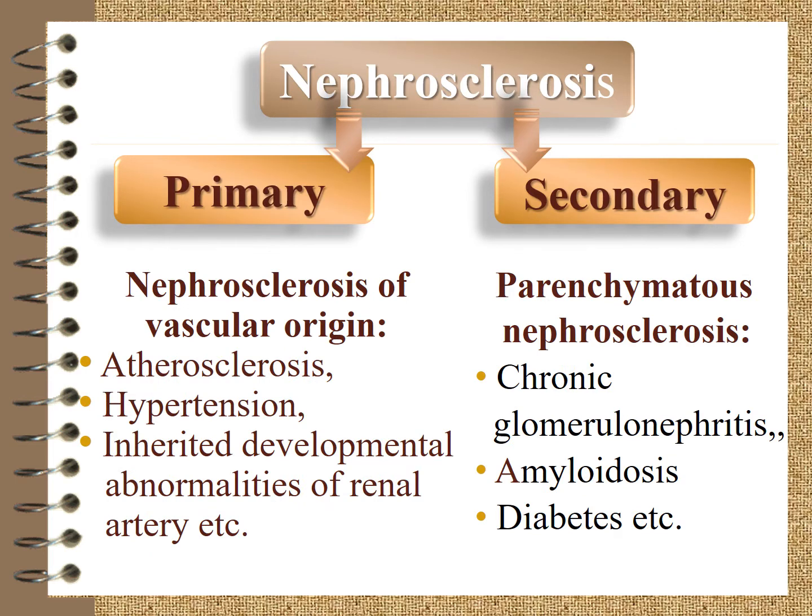Nephrosclerosis may originate in two conditions. First, nephrosclerosis of vascular origin, primary nephrosclerosis, occurs in hypoxia due to depletion of blood supply to the kidney. Atherosclerosis, hypertension, inherited developmental abnormalities of the renal artery, etc., result in shrinkage of the kidney. And parenchymatous or glomerular nephrosclerosis, secondary nephrosclerosis, develops due to previously existing disease of the kidney, for example, chronic glomerulonephritis, amyloidosis, diabetes, etc. All types of nephrosclerosis eventually result in chronic renal failure and uremia.